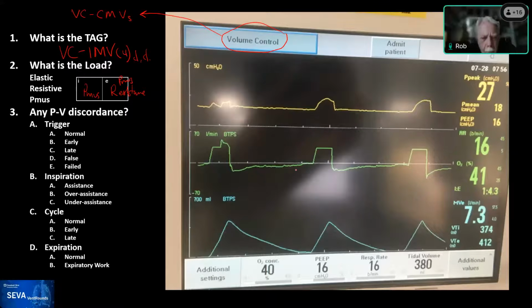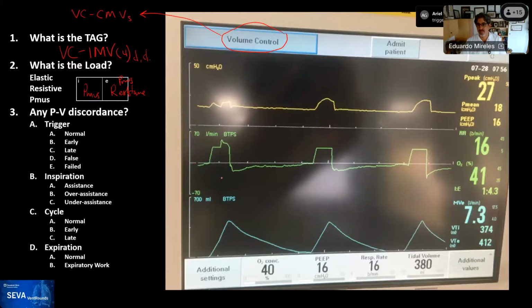It's hard to see, Eduardo, but it looks like there's no change in color of the red or the yellow curves. Is that right? That's correct. There's no change at all. Yeah, so that's correct. So this is the classic pattern that you should be looking for when you see evidence of PMOS during inspiration.